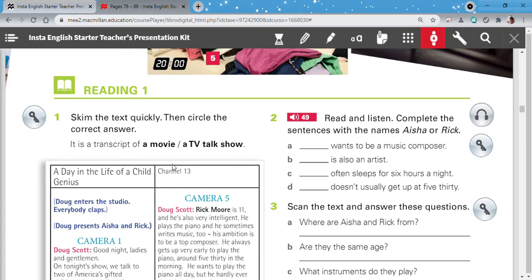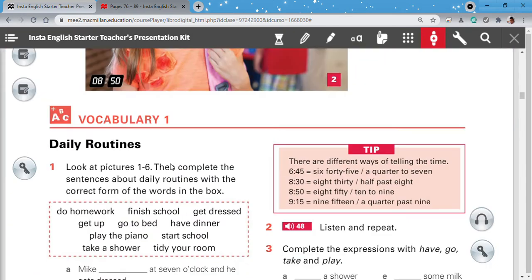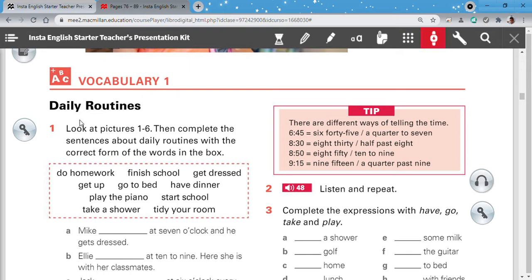Second part. Sorry, it's here. Second part. Vocabulary number 1. Daily routines. So, in this part, we're going to work on routines. For example, in the morning, the teacher wakes up at 6:30. After that, the teacher takes a shower. Then the teacher gets dressed. Then the teacher prepares breakfast. After that, the teacher gets ready for the class, then the teacher has classes, etc. So that is my routine, a daily routine, every day's routine.